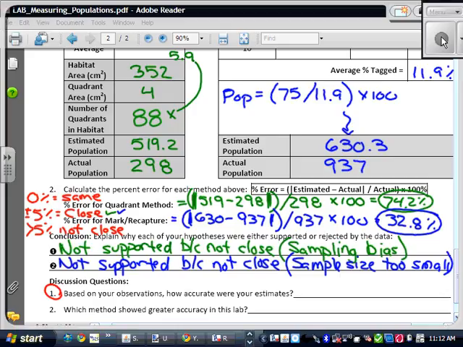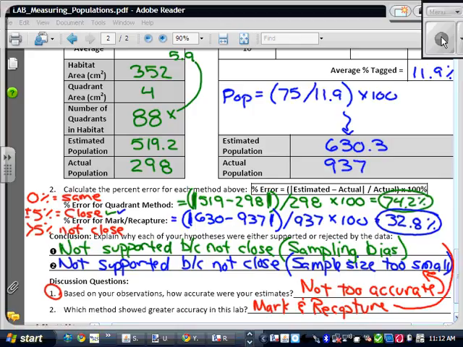Okay, discussion questions. Number one, based on your observations, how accurate were your estimates? Not too accurate. But again, the reasons for this are in parentheses there. Okay, there was sampling bias, and also the sample size was too small. And then secondly, which method showed greater accuracy? I mean, neither of them were very accurate, but which one had a lower percent error? Yes, good. So this is the mark and recapture. And again, we can just point to the lower percent error as the reason for that. All right, good.